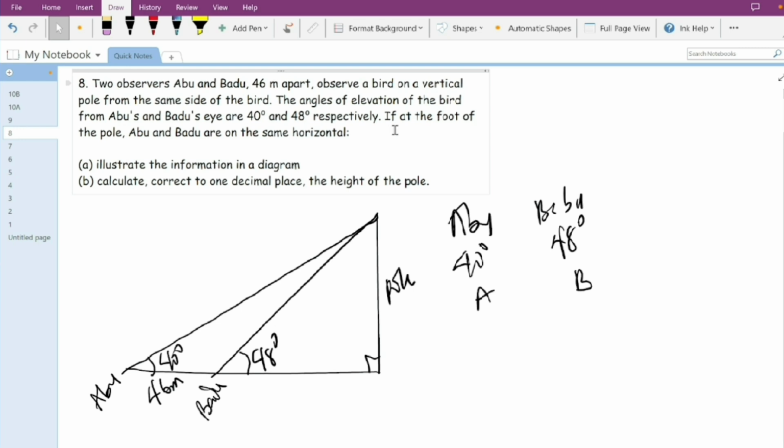If at the foot of the pole, Abu and Badu are on the same horizontal, we have them on the same horizontal as a straight line, and this is illustrating it in the diagram. This answers our first question.